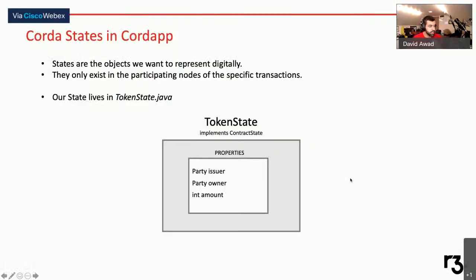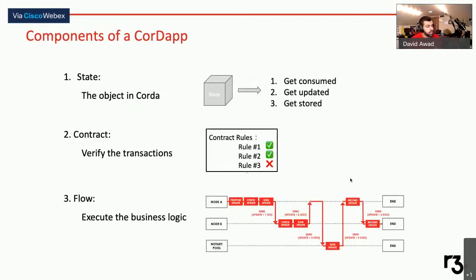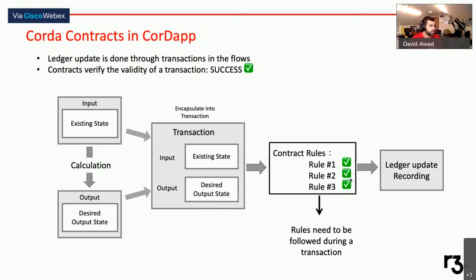Hopefully we can see this. All right. So again, we talked about those regular states being the object, and the contracts being the rules that outline what makes transactions valid or invalid. To make this a little more clear, every transaction or ledger update is done via a contract verifying the validity of it.